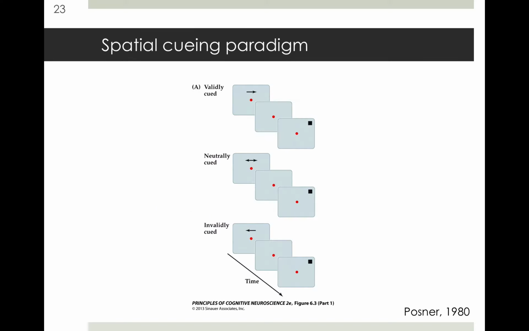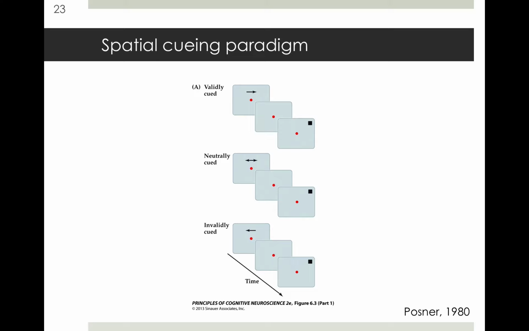Another classic task is the spatial cueing paradigm. Again, you have to maintain fixation in the middle of the screen, and then you get a cue. This arrow here is cueing you to attend to the right side of the screen. Sometime after this cue, you're given a target. So, cue and then target. Your job is to press a button whenever you see a target, or say where the target is, or maybe say whether it's black or white.